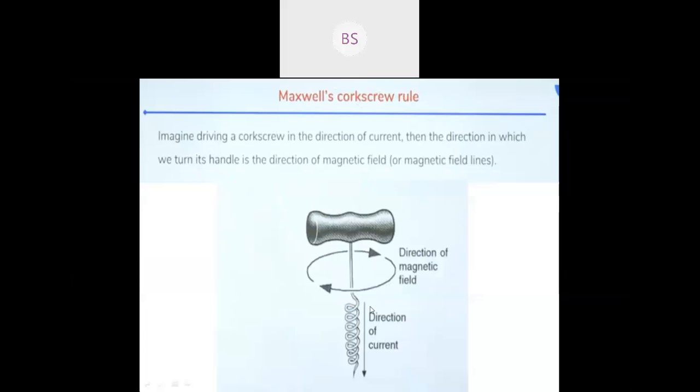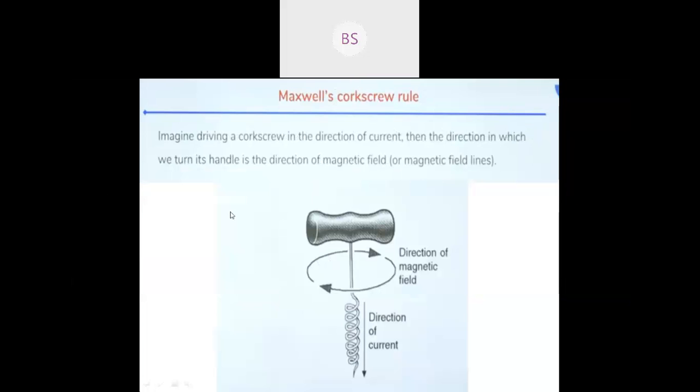So this is one of the objects taken here. It is named as a corkscrew. If you take this corkscrew and fix it, the direction in which you move it up, holding it, shows you the direction of the magnetic field, and you can see here the current is moving downward. Okay, and you can see here the direction of magnetic field lines is clockwise. You can see these arrow marks. So this is one more observation done by Maxwell.